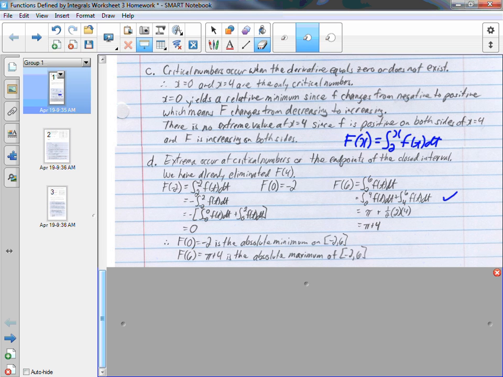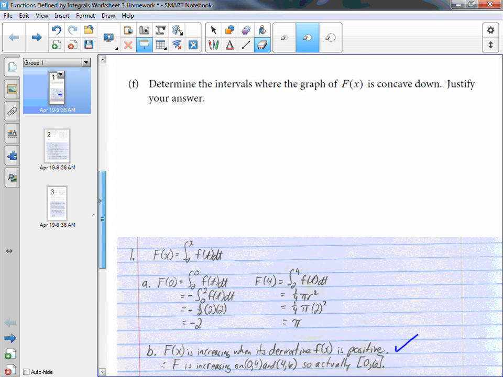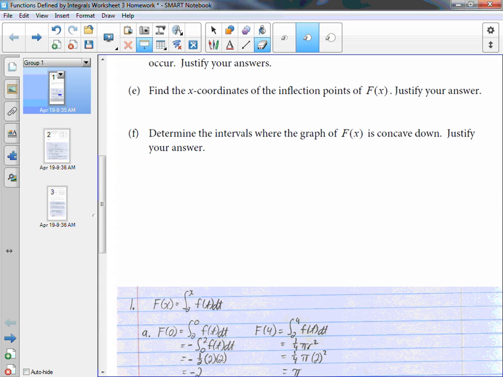All right, are we ready for E? Find the x-coordinates of the points of inflection, or the inflection points, of capital F of x. All right. Points of inflection occur when the second derivative equals 0 or does not exist. Now, let's think about that, because they don't give us a second derivative.